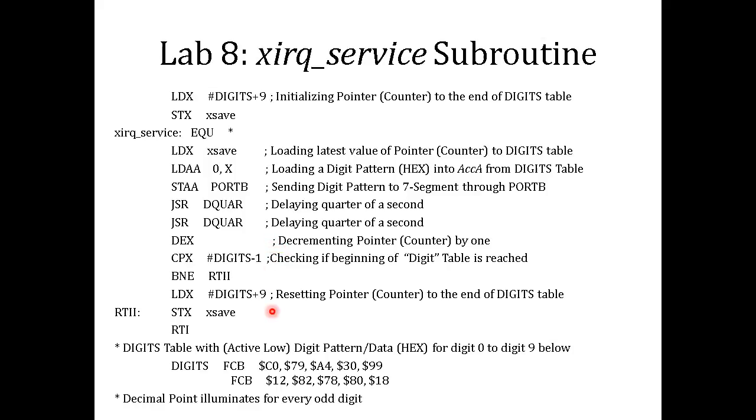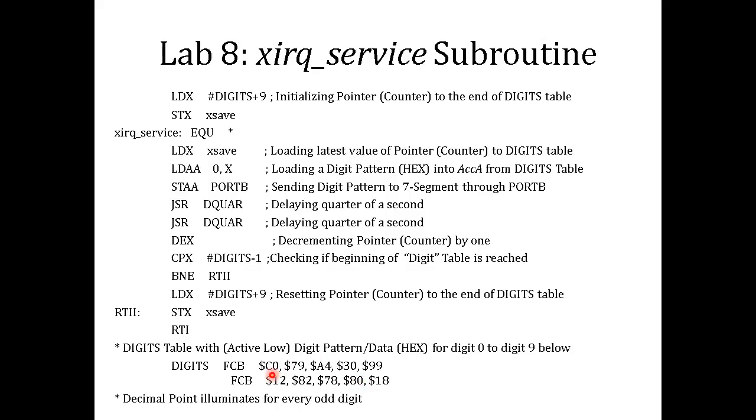At the very end, actually, we have a digit table. Do you all see this table? Table means we put some information here. A table is a very simple thing. It starts with something like a label; see, digits is like a label. The first byte is C0, the second byte is 79, next is A4, 30, 99, and the next is 12, 82, 78, 80, and 18. Now, what are these bytes? Interestingly, these bytes are the information for different digits.